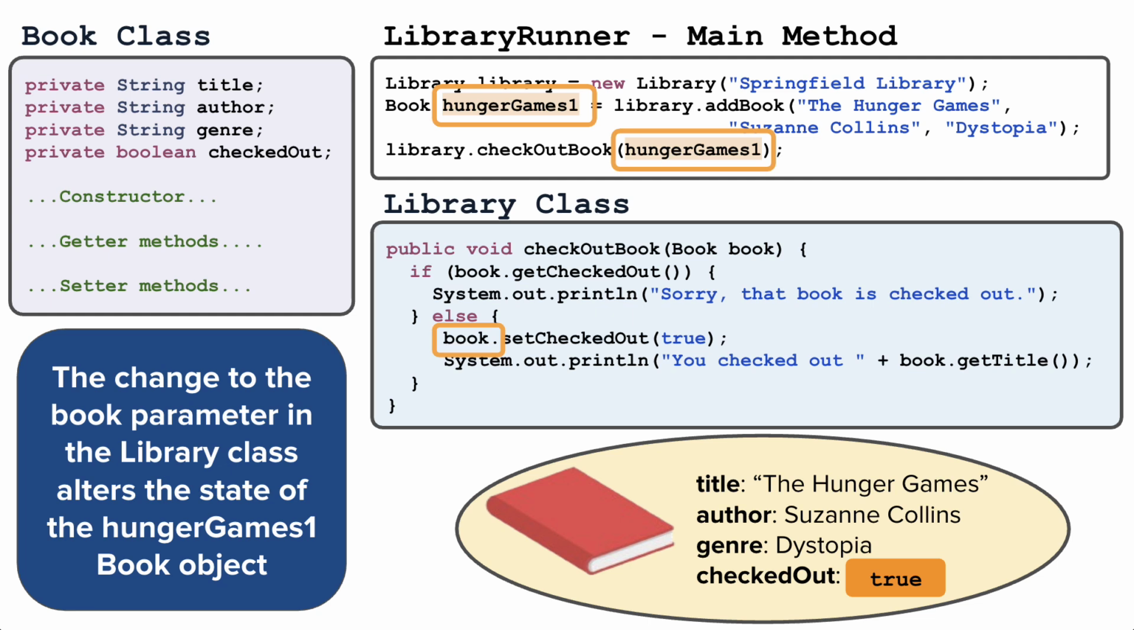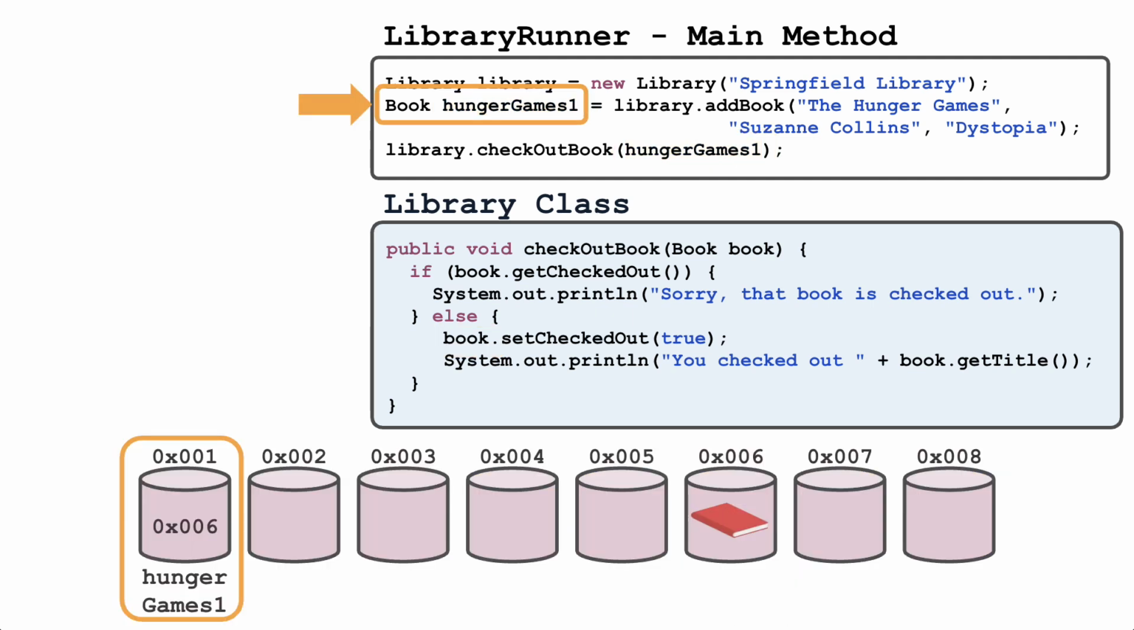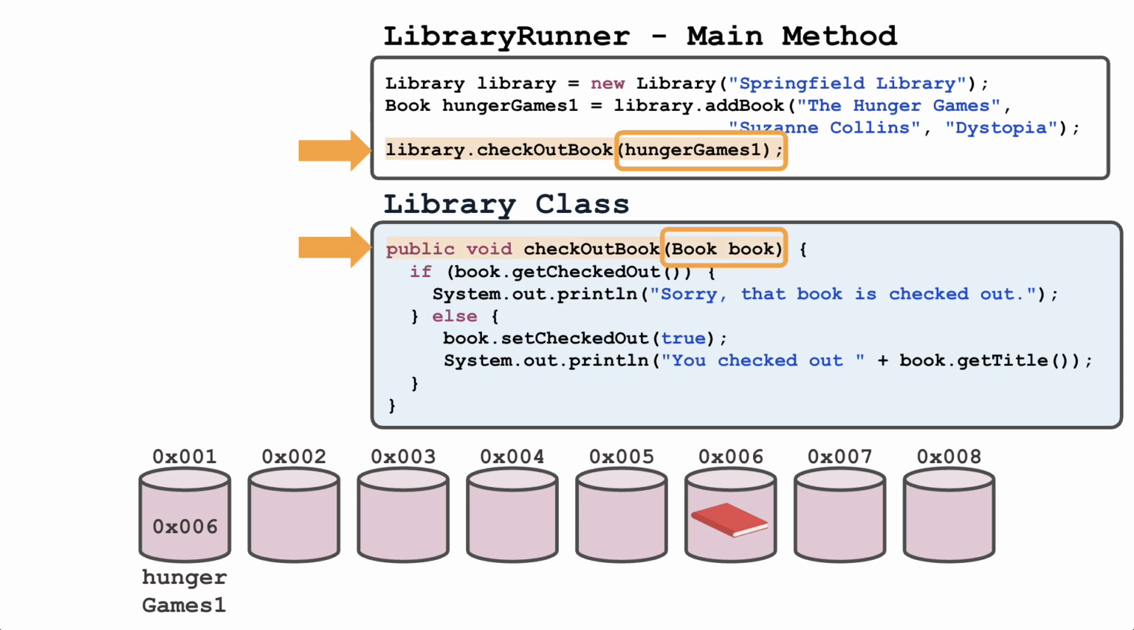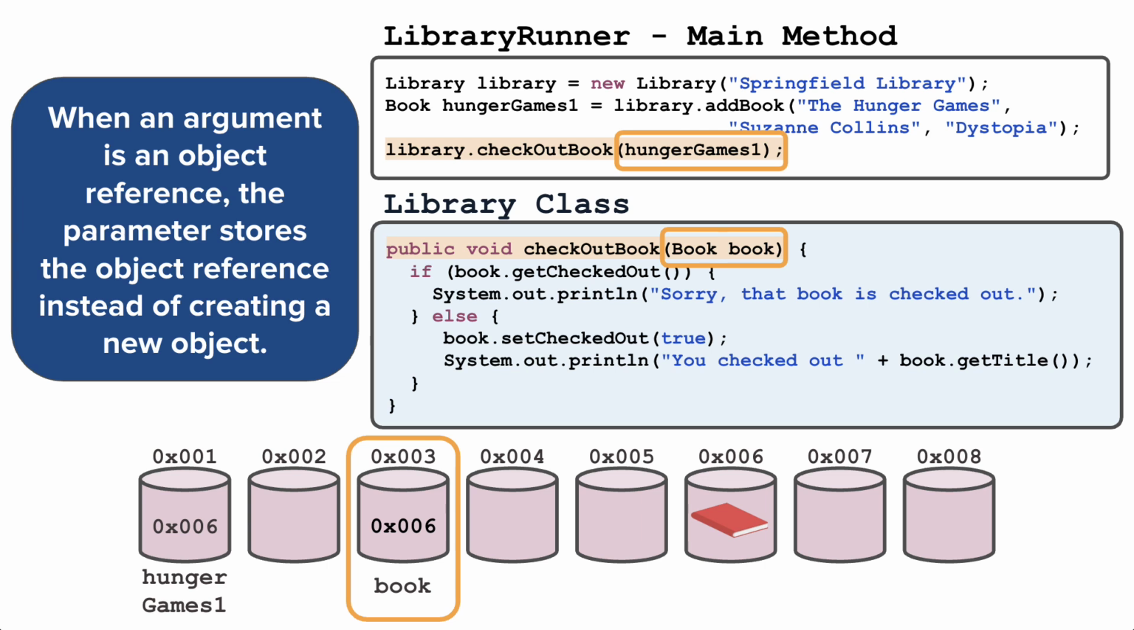Let's take a look at the computer memory again to explain why this happens. The Hunger Games 1 variable stores a reference to the book object. When this variable is passed in as an argument to the checkoutBook method, the checkoutBook method initializes the parameter variable book with a copy of that reference. In Java, when an argument is an object reference, the parameter stores the object reference instead of creating a new object. Because both the book variable and the Hunger Games 1 variable point to the same book object, any change made in the checkoutBook method is going to update the object that is passed in as an argument. This can lead to accidentally changing an object's attributes if you're not careful.